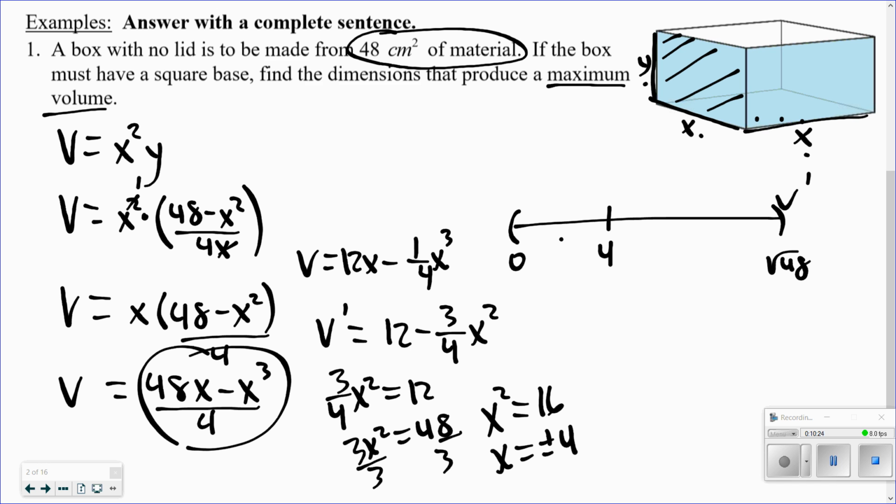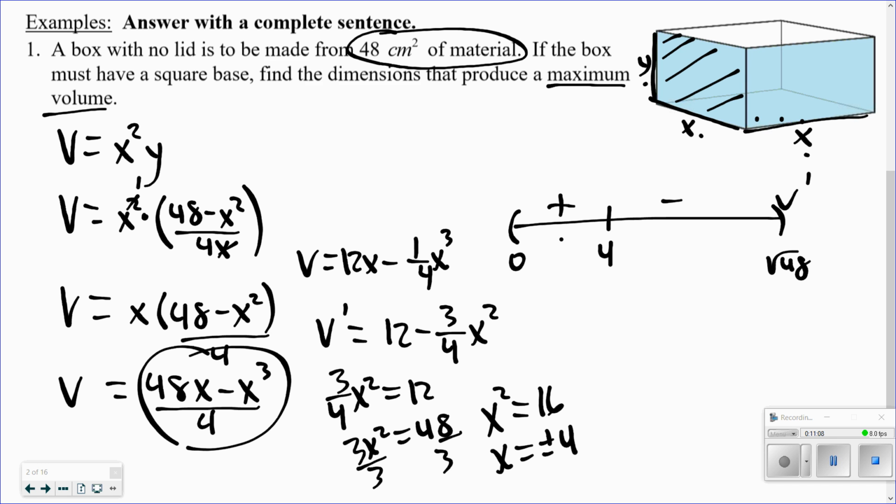If I pick, for example, 1 and plug it in, 1 squared is 1, 3/4 times 1 is 3/4, 12 minus 3/4 is a positive. Pick a number to the right. Let's pick something that works out reasonably. The square root of 48 is 6 point something, so it's got to be 6 or smaller. Let's do 5. 5 squared is 25, 25 times 3 is 75, 75 divided by 4, I don't know what that is, but it's bigger than 12. So 12 minus that is going to come out to be a negative.